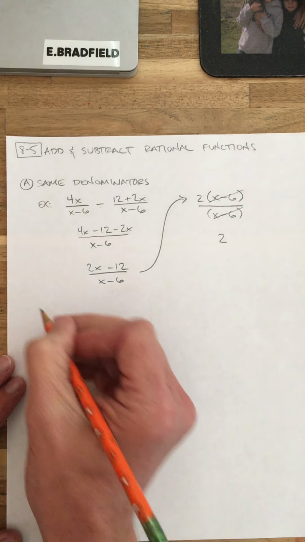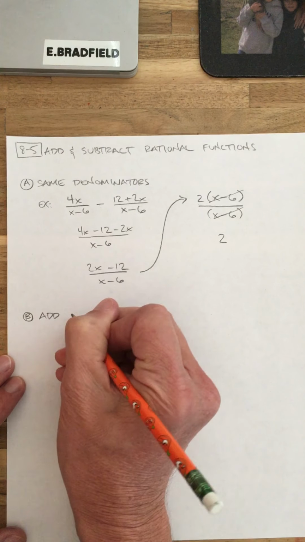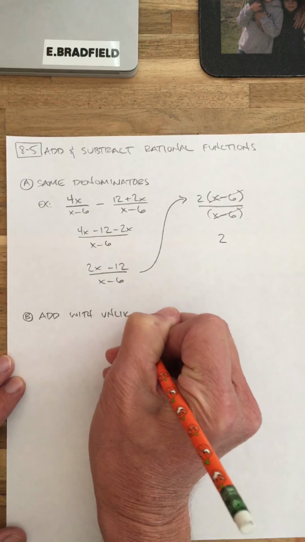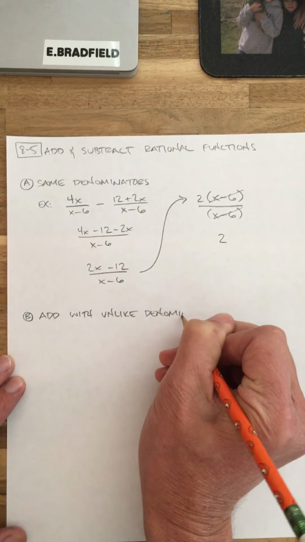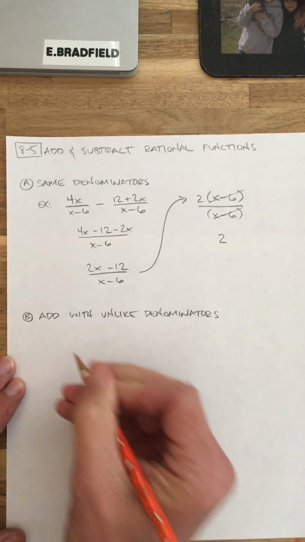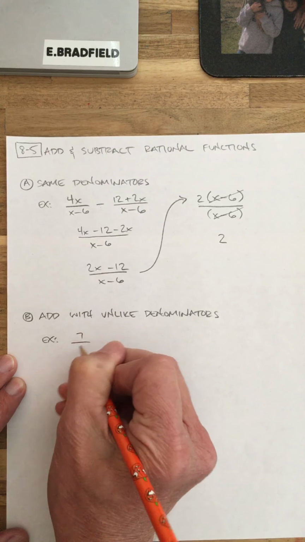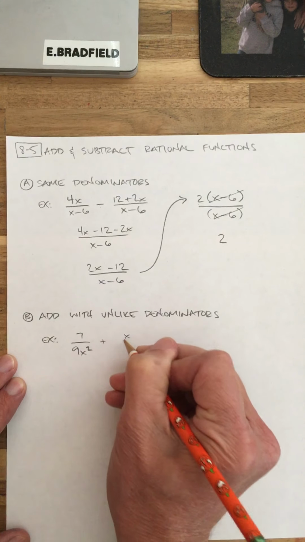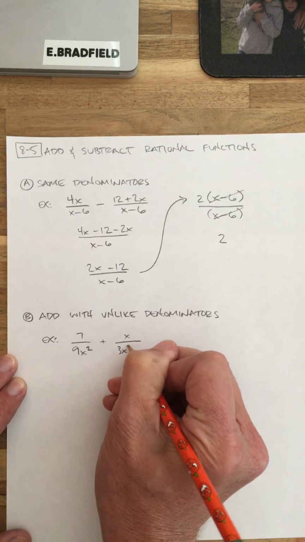Here we go. Part B. We're going to add with unlike denominators. All right, and here's our first example. 7 over 9x squared plus x over 3x squared plus 3x.